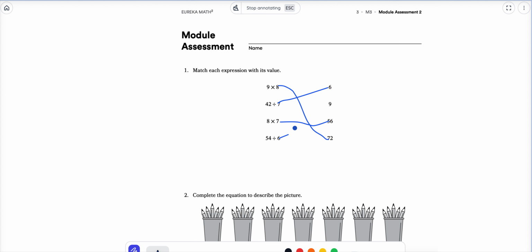54 divided by 6 is 9. Very good. Your answer should look like that. That's my last number. Because 6 times 9 equals 54.